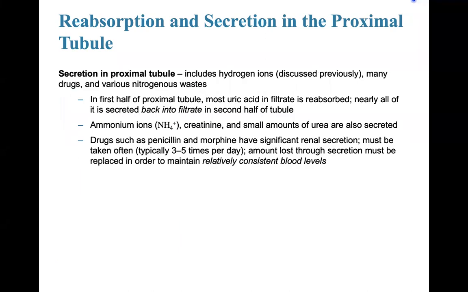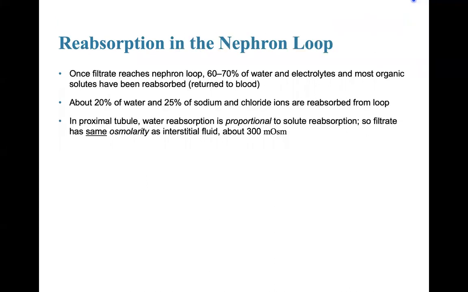Now, secretion in the proximal tubule includes hydrogen ions, which was discussed a few minutes ago, many drugs, and various nitrogenous wastes. In the first half of the proximal tubule, most uric acid in the filtrate is reabsorbed. Nearly all of it is secreted back into the filtrate in the second half of the tubule. Ammonia ions, creatinine, and small amounts of urea are also secreted. Drugs such as penicillin and morphine have significant renal secretion and must be taken often, typically 3 to 5 times per day, because they get lost through secretion and must be replaced in order to maintain relatively constant blood levels.